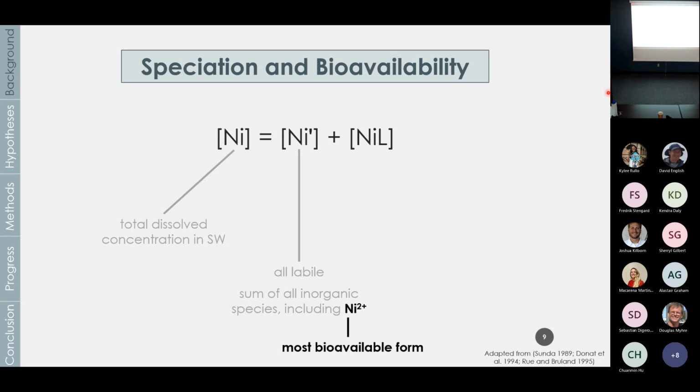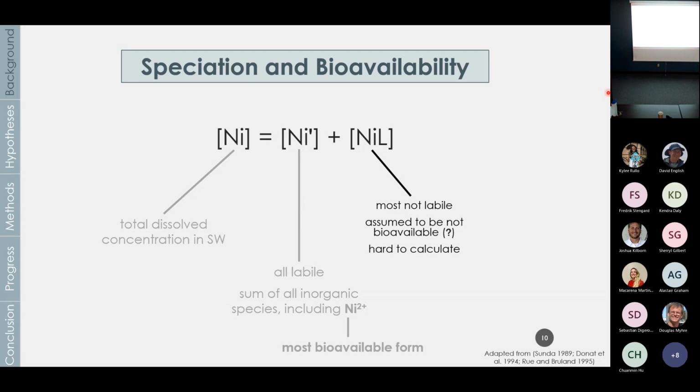Nickel 2+ is the most bioavailable form because it can be directly taken up by the cells by binding to ligands that are embedded into the cell membrane surfaces. And then the second term is this NiL term, and this is referring to the organically complexed nickel. This is generally assumed to not be labile and not bioavailable, but we think that a portion of this might be, which might explain this 2 nanomolar in the surface oceans.